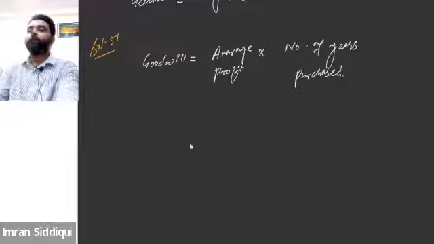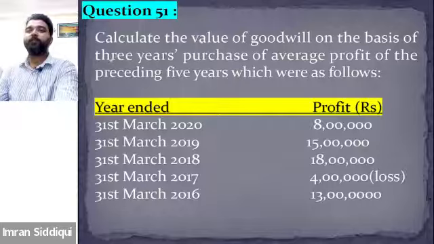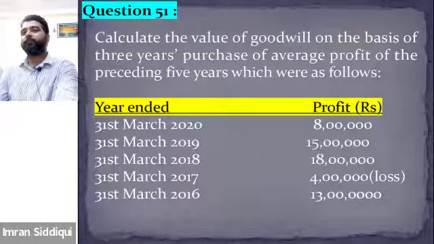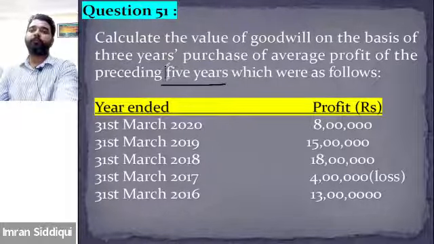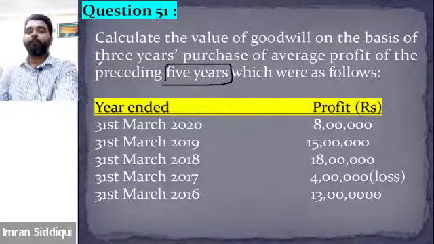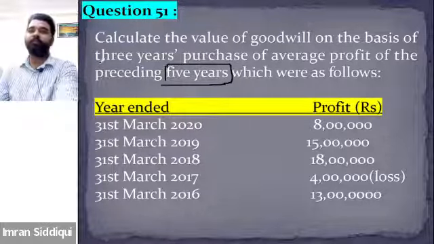This question is asking us to calculate the goodwill on the basis of the average profit of how many years? See, it is written in the question that we need to consider the average profit of 5 years. That means we have to find out the 5 years average profit. Everybody is clear about this point? Yes, sir. And how many number of years purchase do we need to consider? 3 years. Okay, all right.